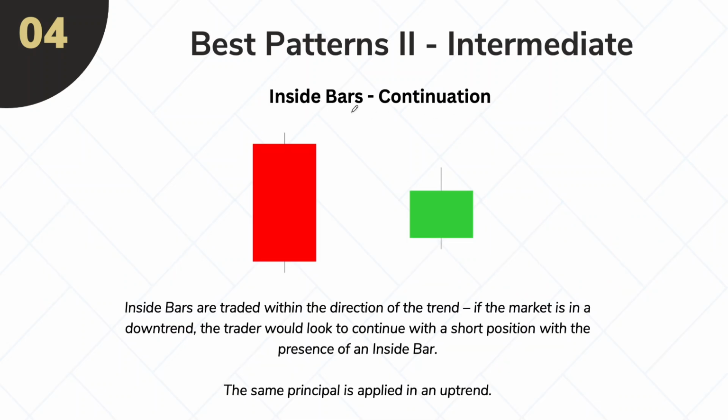Now let's talk about inside bars. And this is a continuation pattern. Inside bars are traded within the direction of the trend. If the market is in a downtrend, the trader would look to continue with a short position, so going lower, with the presence of an inside bar. Of course, vice versa for an uptrend.